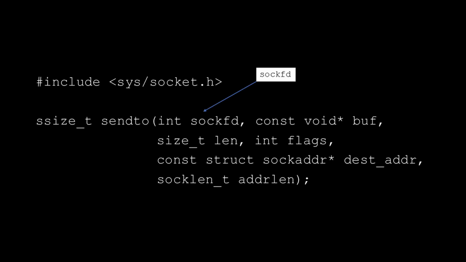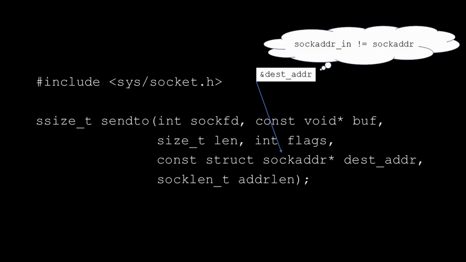The first parameter is for the socket file descriptor. The second one is for the pointer to the buffer containing the message to send. The third one is the length of the message in bytes. The fourth is for modifying the behavior of the send operation, which in this case I use the default one. The fifth is the pointer to a socket address containing the destination address.